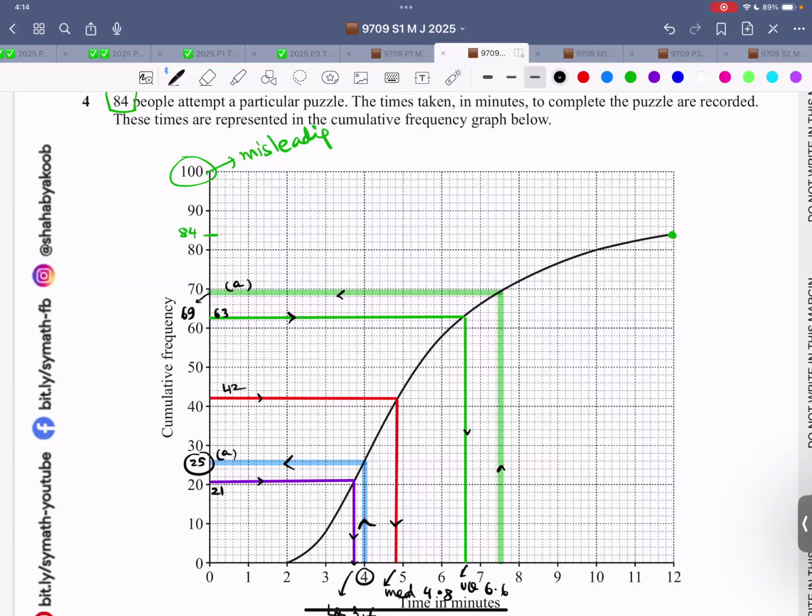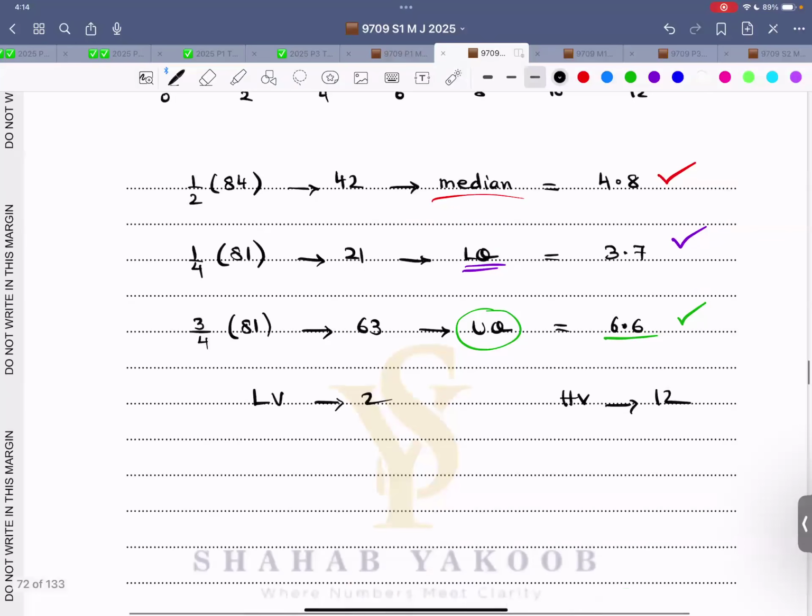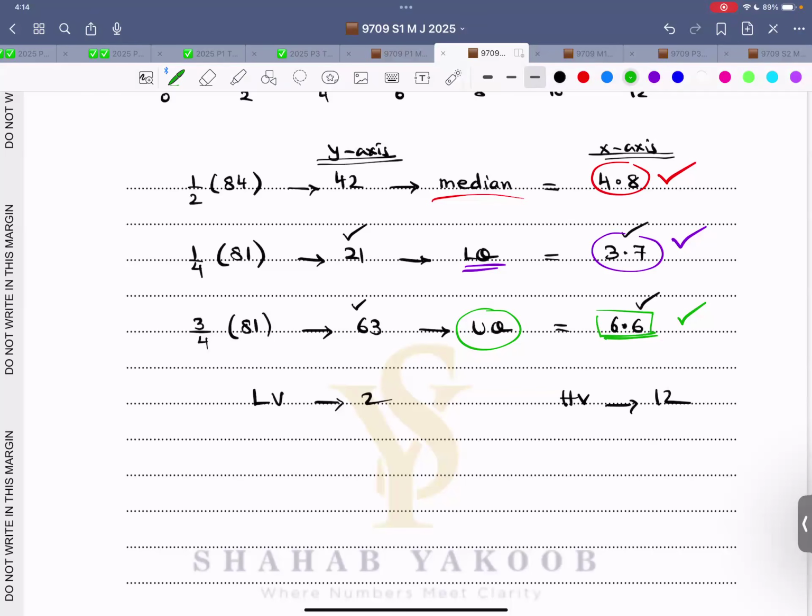And we are looking for the upper quartile. So now the working is shown over here. Half of 84 is 42. 42 from the y-axis is giving me the median value on the x-axis. So now the y-axis is giving you x-axis. Y-axis 21 is giving you 3.7. Y-axis 63 is giving you 6.6. So now there are 5 values that we need. We need 4.8, that's the median value. We need 3.7, that is the lower quartile. We need 6.6, that is the upper quartile. We already have the lowest value and highest value.